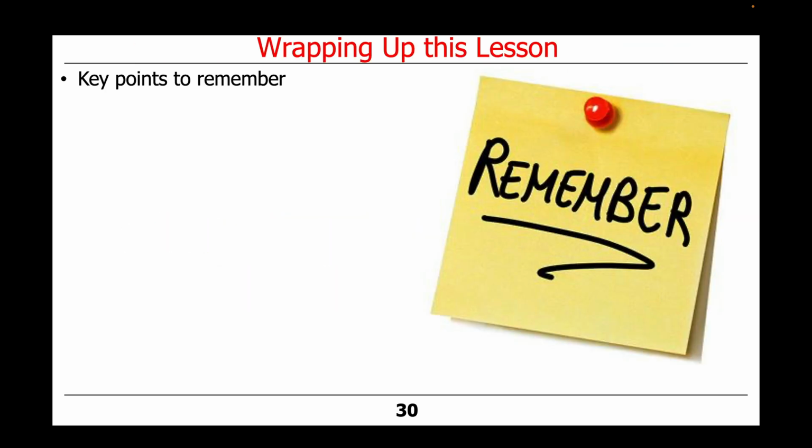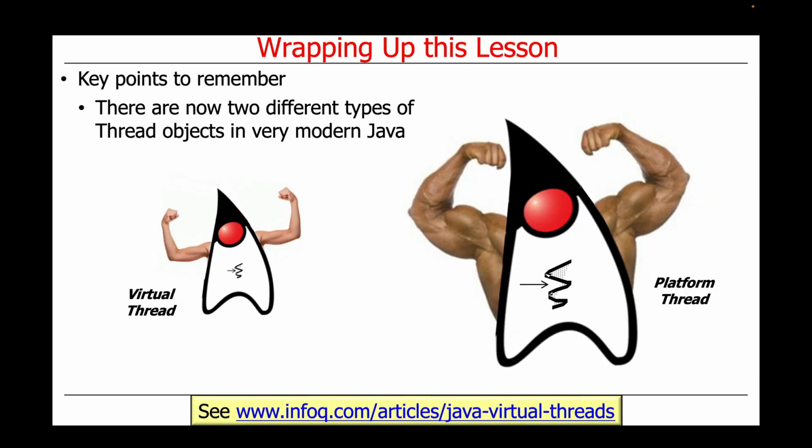Let's wrap up this lesson. Here are some of the key points that I'd like you to remember as a result of watching this material. First, there are now two different types of thread objects in very modern Java. Virtual threads, which are lighter weight, and platform threads, which are the traditional Java threads, recast in a way that maintains their behavior and are used as the basis for running the virtual threads.